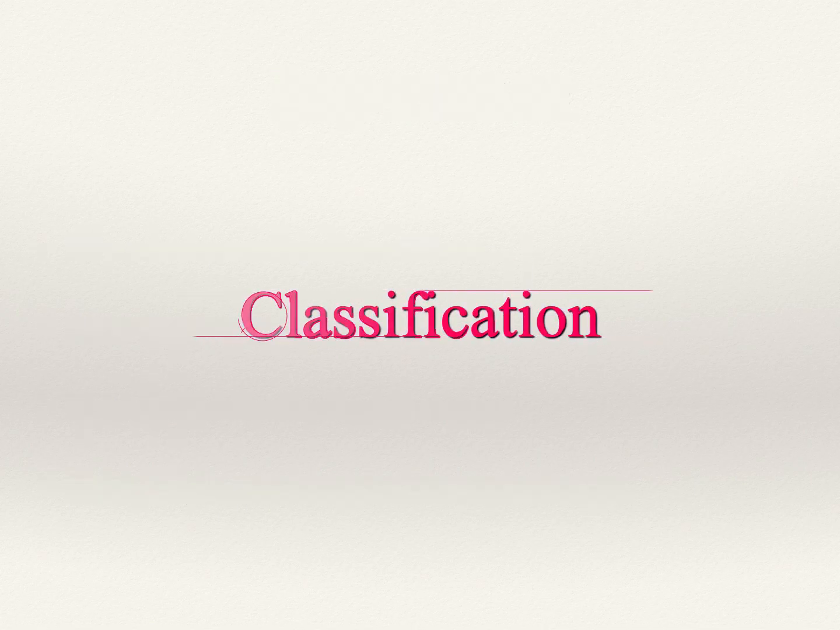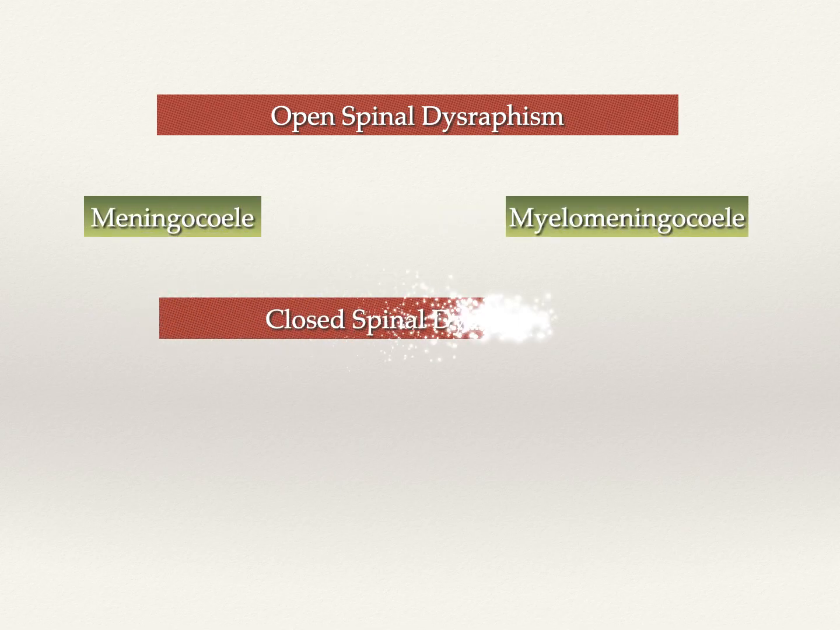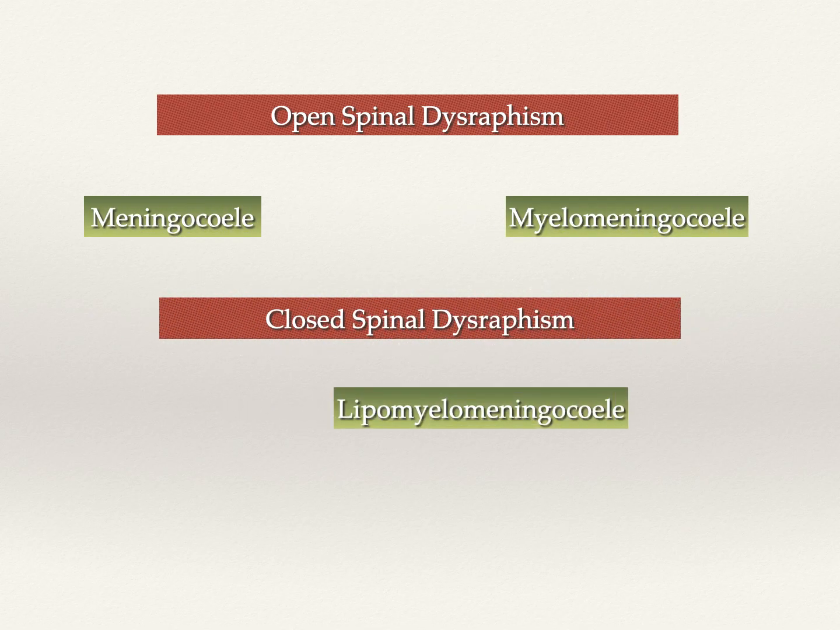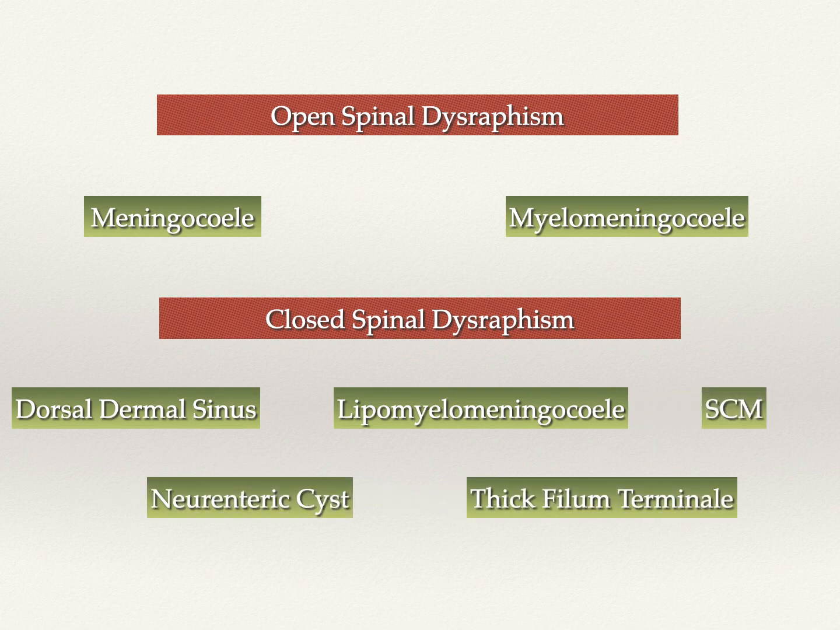In general, when it comes to the neural tube defects, we have the open neural tube defects or open spinal dysraphism, which can be a myelomeningocele. And you have the closed spinal dysraphism that can be in the form of dermal sinus tracts, lipomyelomeningoceles, split cord malformations, neuroenteric cysts, and thick filum terminale. All these are under the name neural tube defects or spinal dysraphism.